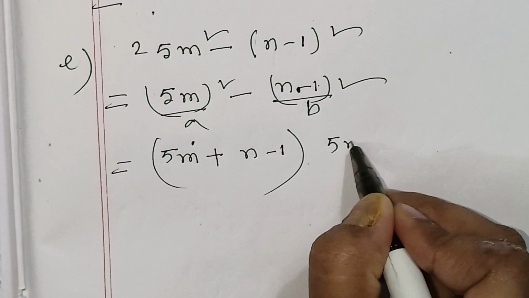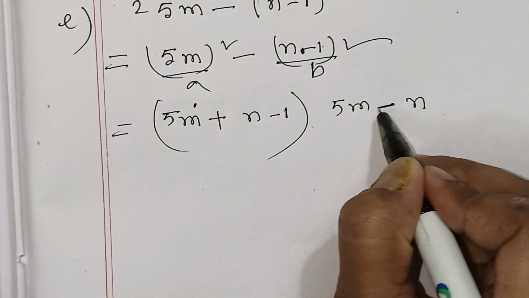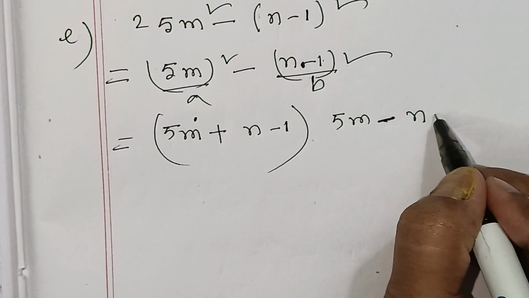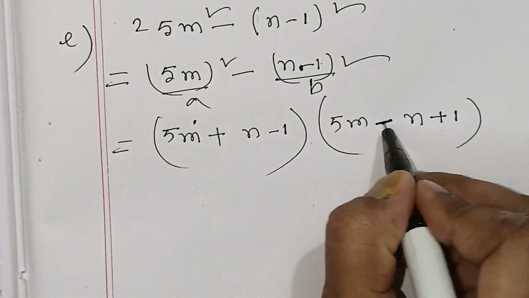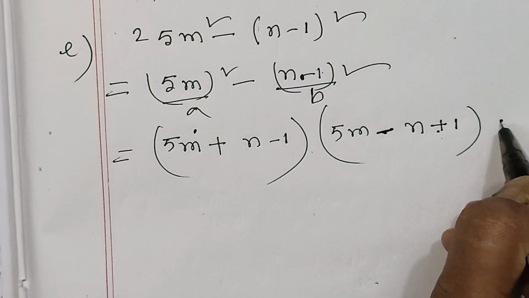So a minus b. The formula's minus is used here, so that means n plus 1. For a minus b, the minus 1 becomes plus. That's it. This is the answer.